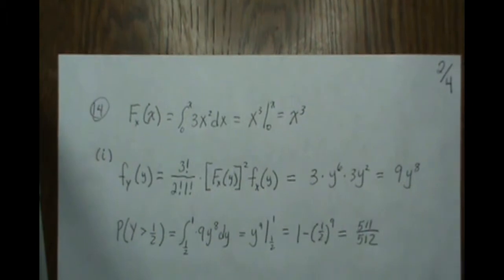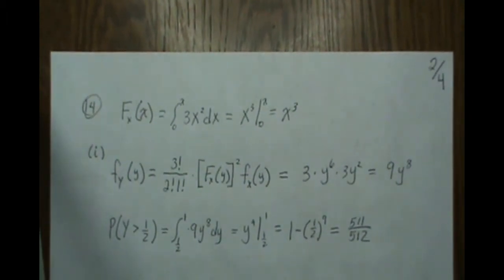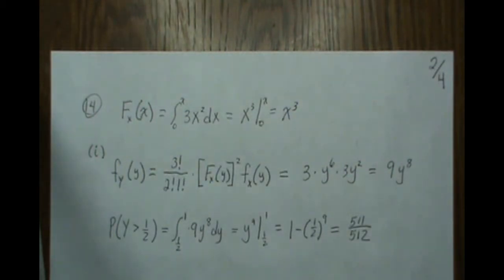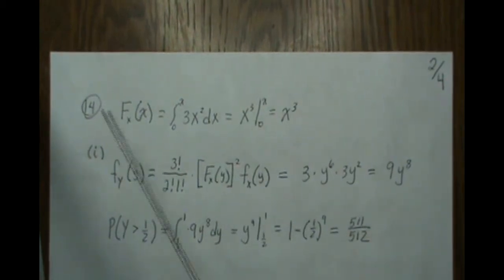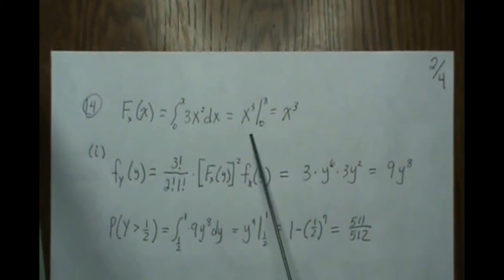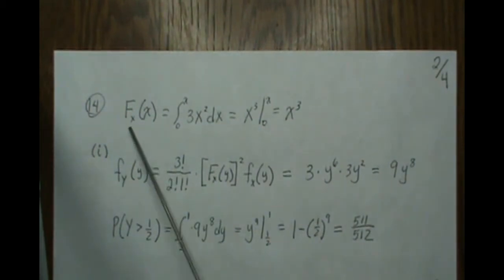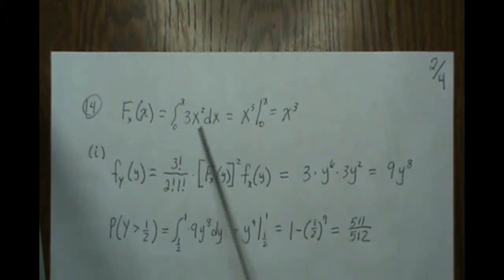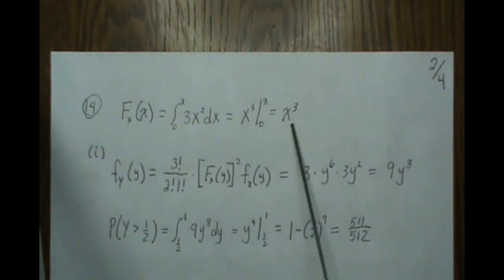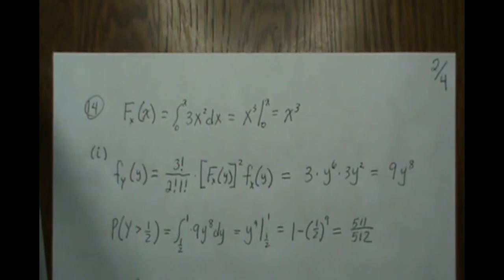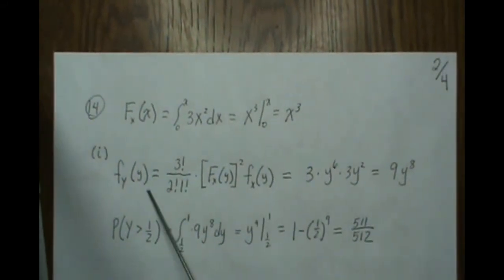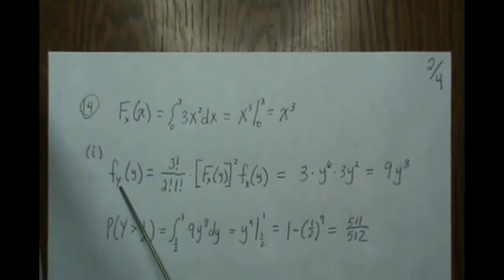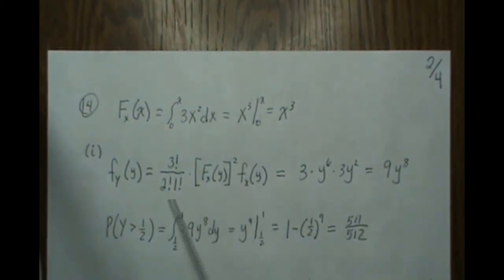Now, number 14, we calculated in two different ways, and we want to know the probability that y is greater than 1/2, where y is the maximum. Okay, in both methods, we need to find the CDF of our original distribution, x. So you integrate from 0 to x of our density, take the antiderivative, plug in limits, and you get x cubed. In the first method, we use order statistic theory, and based upon that, the density for f of y is given to be this.